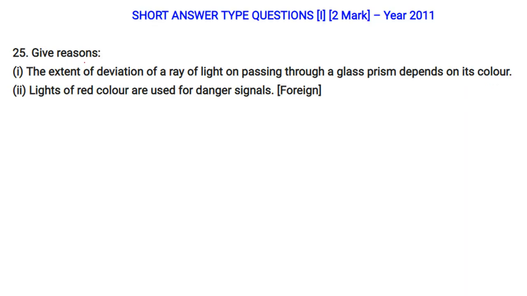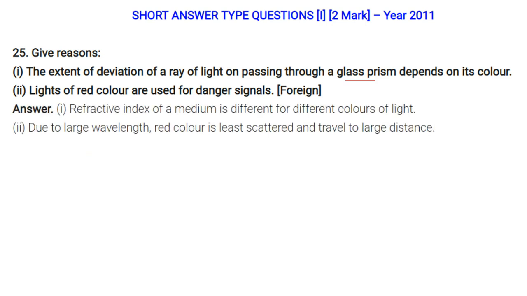Give reasons. The extent of deviation of a ray of light on passing through a glass prism depends on its color. The refractive index of a medium is different for different colors of light, because white light contains colors from violet to red, and they all have different speeds depending upon the refractive index of the medium.